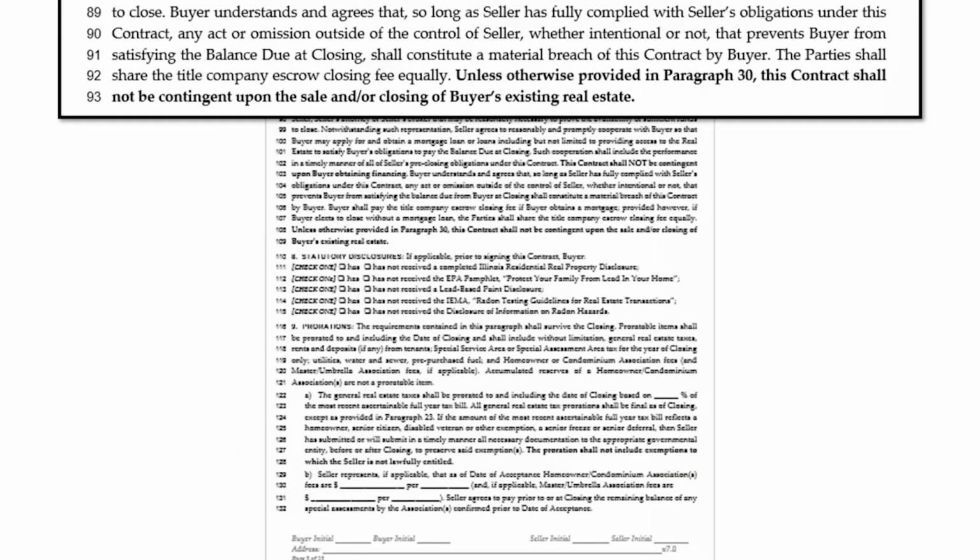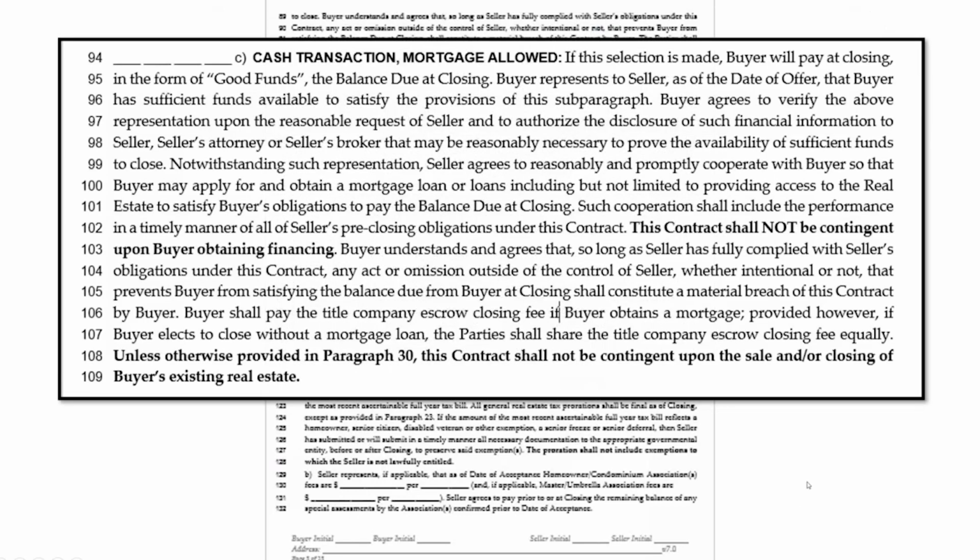So it goes on to say that the parties are going to share the title company escrow closing fee equally. So in a cash transaction, the buyer and the seller are going to share the escrow closing fee. So when you're doing the estimate of expenses for your seller or buyer, you're going to want to factor that in. Okay. All right. So now cash transactions, mortgage allowed.